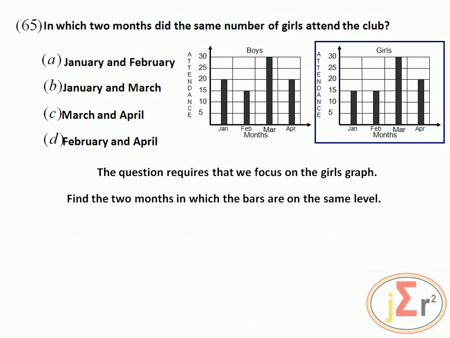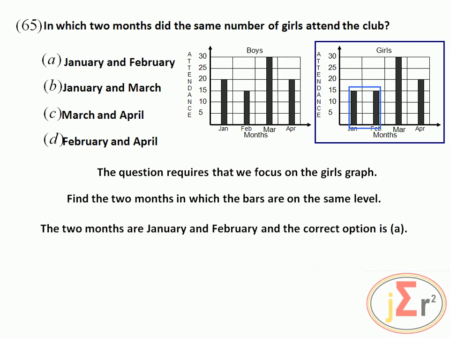Find the 2 months in which the bars are on the same level. Is there a situation that we have the bars on the same level, Jerry? Make sure that you are paying attention. Right there. The 2 months are January and February, and the correct option is A. See, we have these 2 months as shown right there on the same level, and January and February are representing those 2 months, so we are sure that option A is correct.